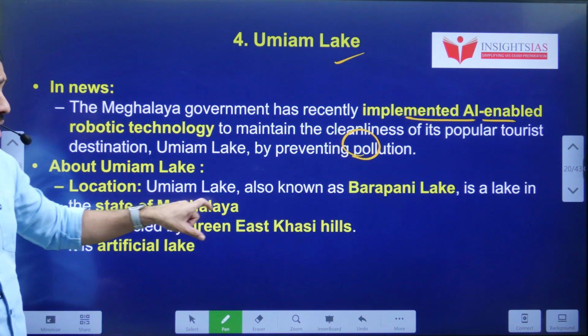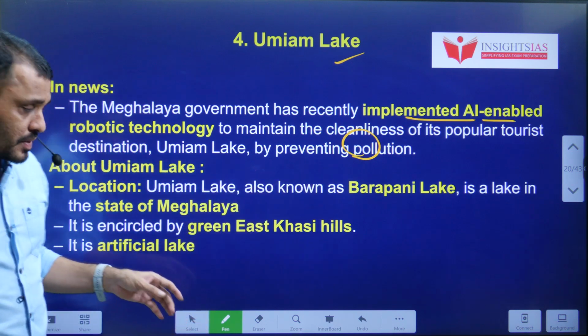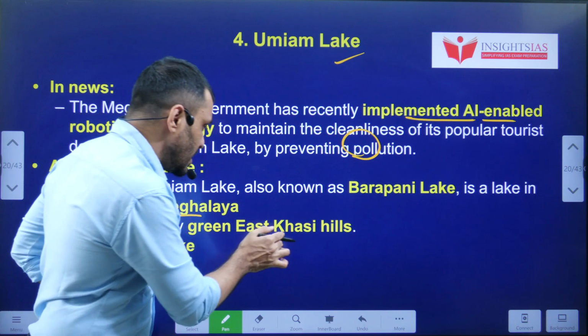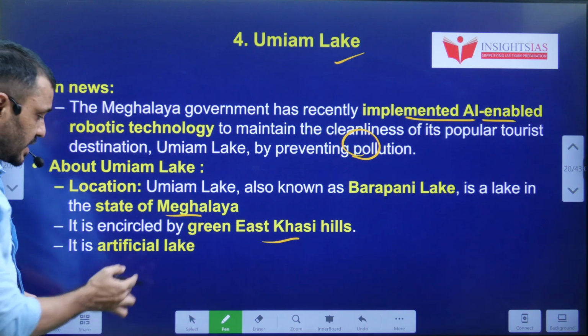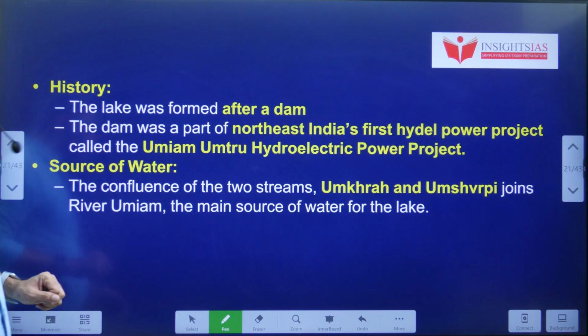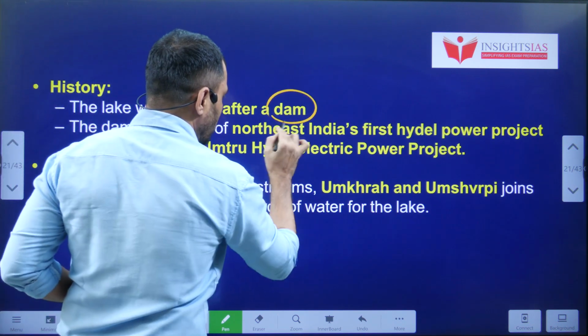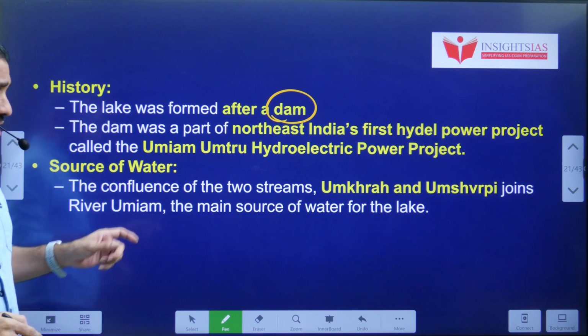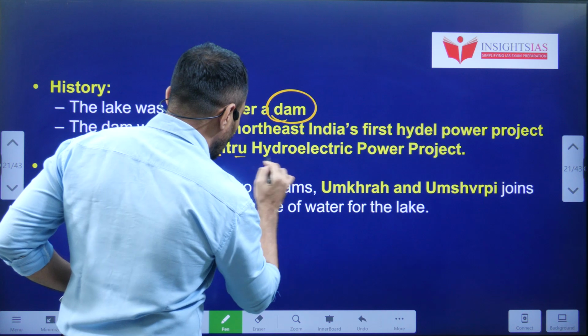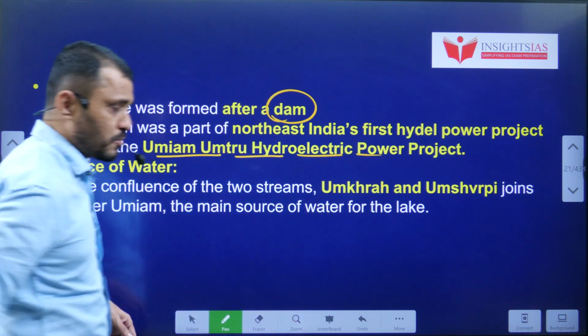This lake is also known as Barpani Lake, and it is a lake present in the state of Meghalaya. It is bounded by East Khasi Hills, and it is an artificial lake, like I said earlier. Next, history. Artificial lake means it formed due to the hydroelectricity project. What is the name of that hydroelectricity project? Umiam Umtru Hydroelectric Power Project.